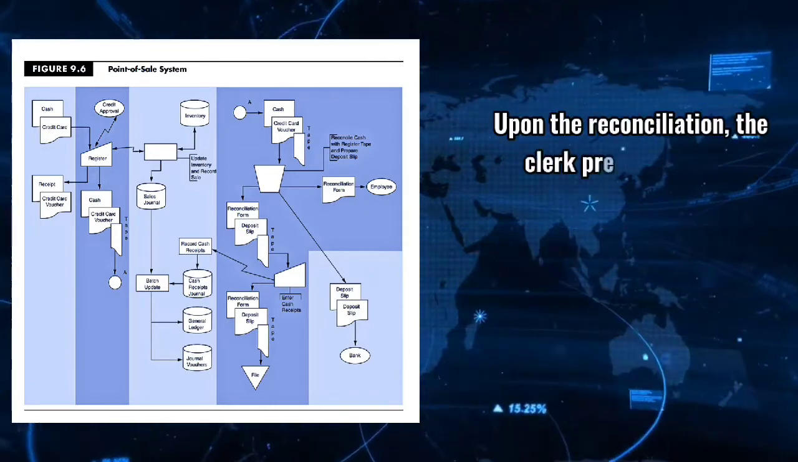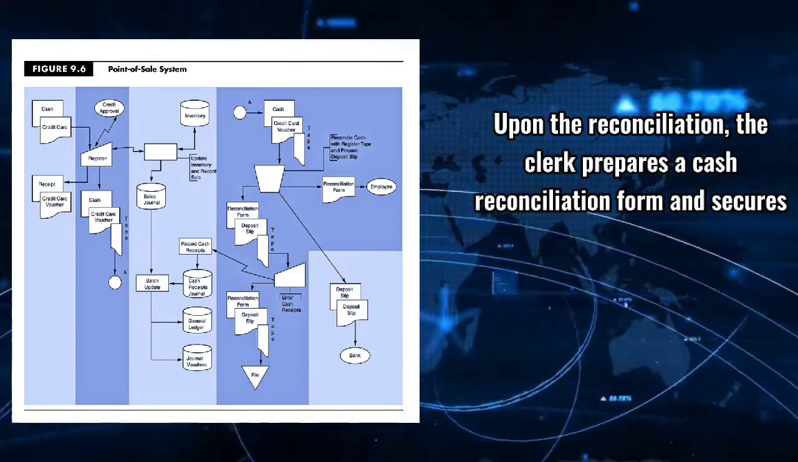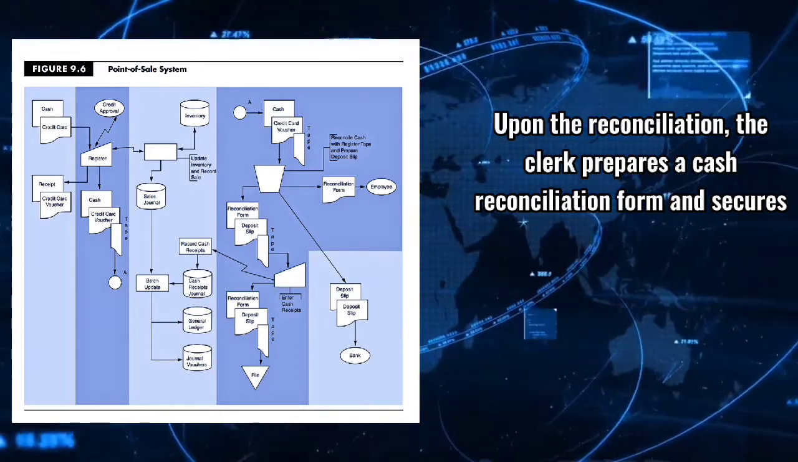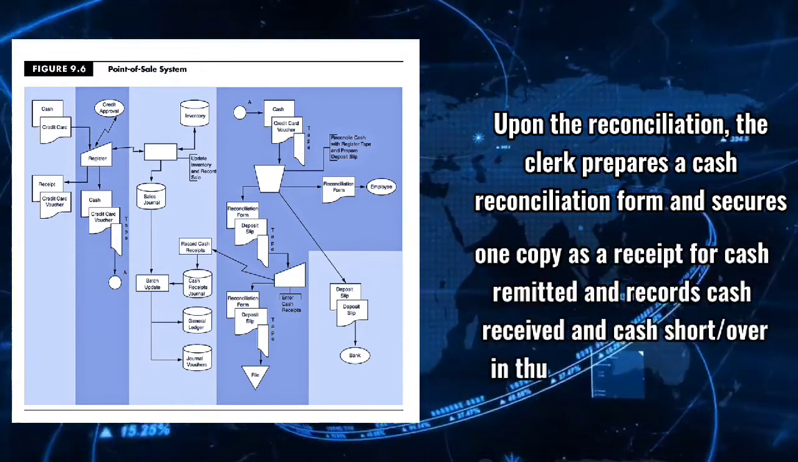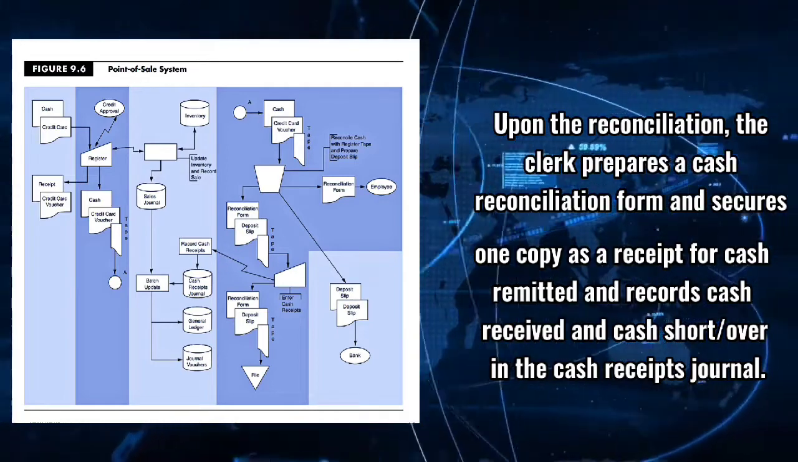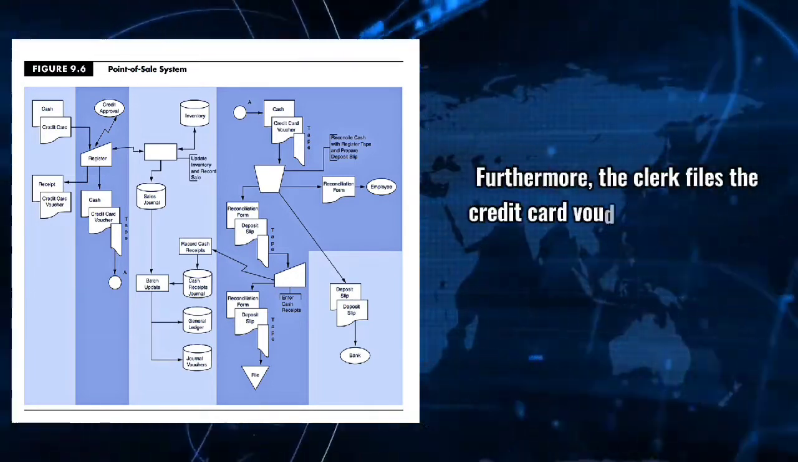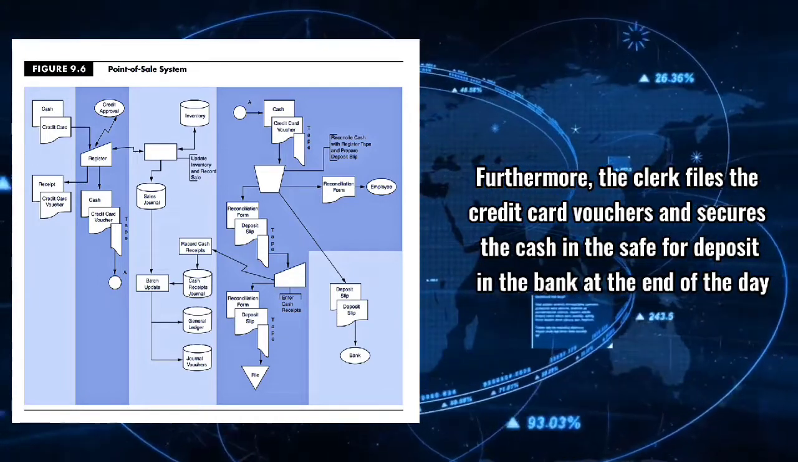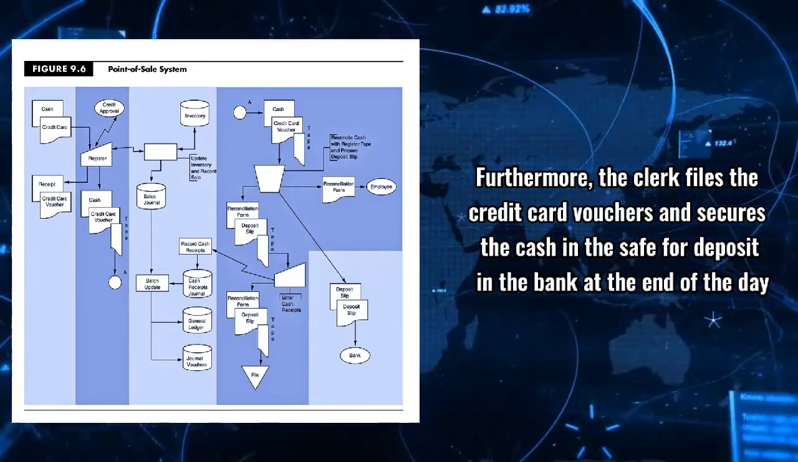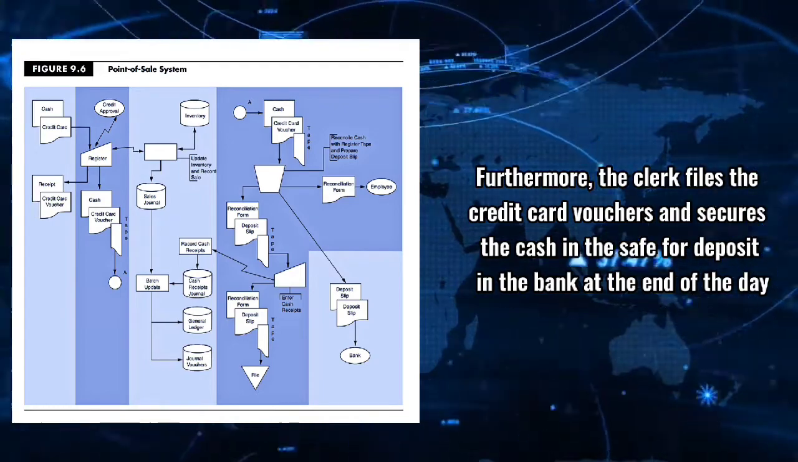Upon reconciliation, the clerk prepares a cash reconciliation form and secures one copy as a receipt for cash remitted, and records cash receipts and cash short or over in the cash receipts journal. Furthermore, the clerk files the credit card vouchers and secures the cash in the safe for deposit in the bank at the end of the day.